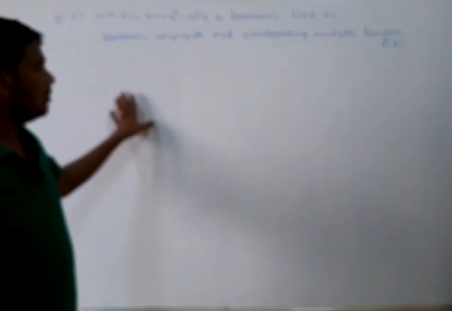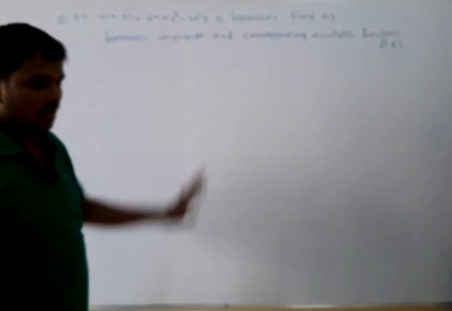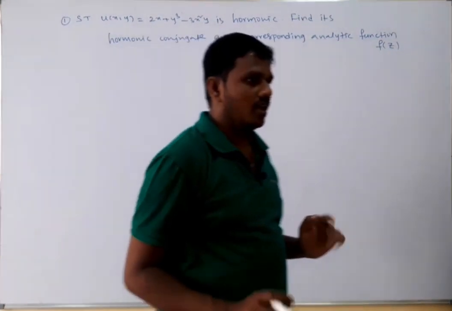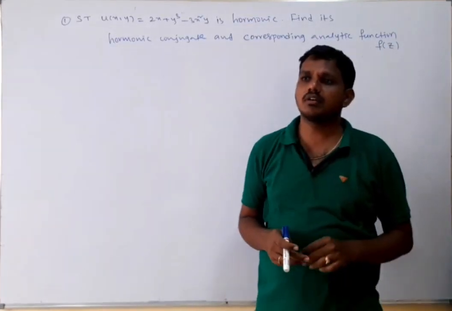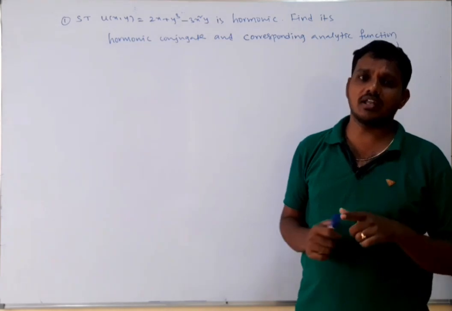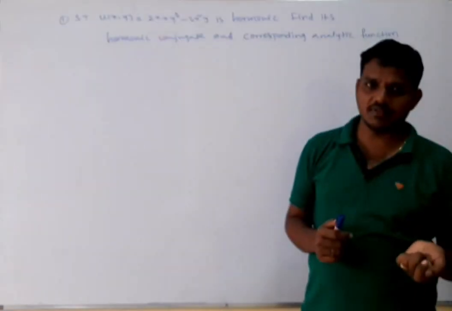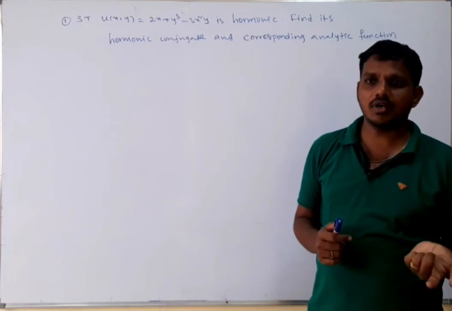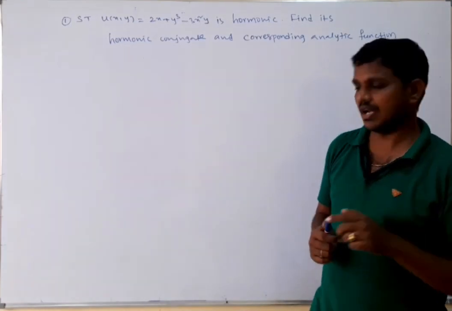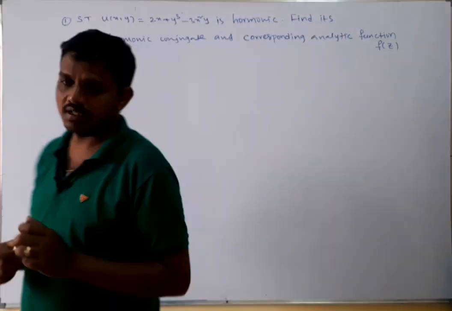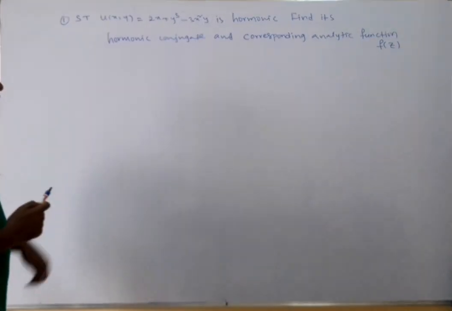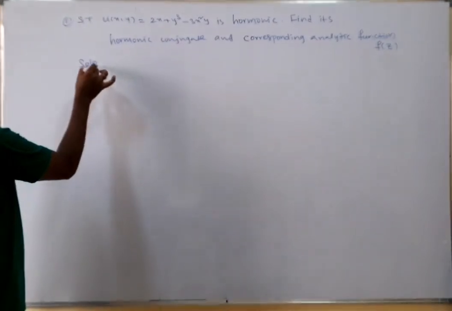Is it clear for the problem? What is given, what we have to find? If the real part is given, we are going to find the imaginary part of the analytic function and also the analytic function f of z. Next, in the other case, if the imaginary part is given, we find the real part of the analytic function and the complete analytic function. See the method, this is very important. Try to understand the concept. Now coming to the solution.